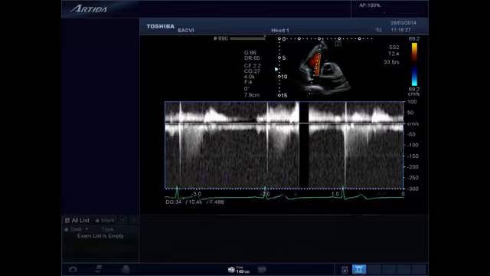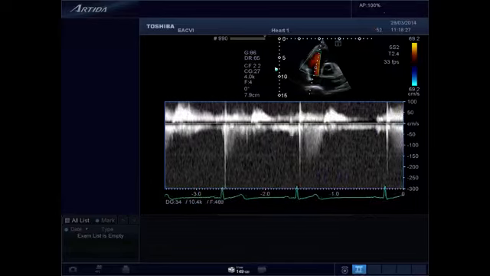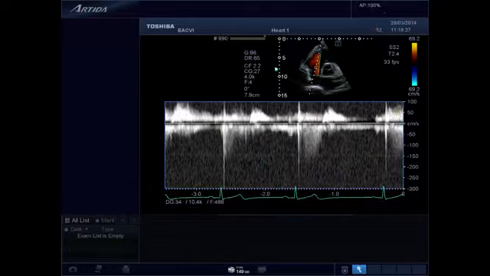So you can see here that we have this very small regurgitation, but of course this is so small that we will not be able here to have a reliable assessment of the pulmonary arterial systolic pressure. But I think that I can do better in this subject.